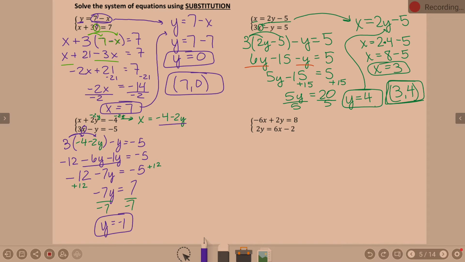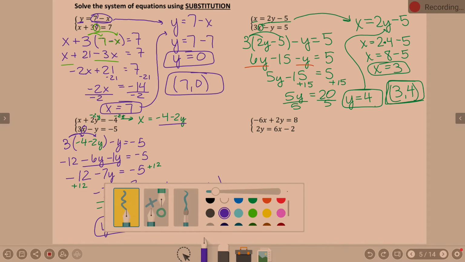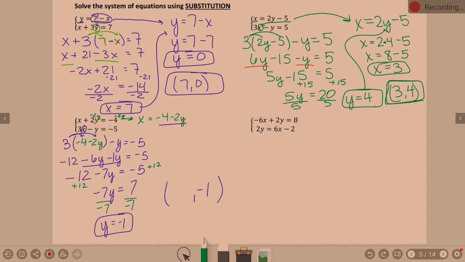No, we're not done. Why am I not done? Because you have to plug y back in one of the equations. Okay. Remember, our answer is an ordered pair. So what I know about my answer right now is y is -1, so my answer is something comma -1. That's what I know at this exact moment. In order to find the other piece, take -1 and plug it back in.